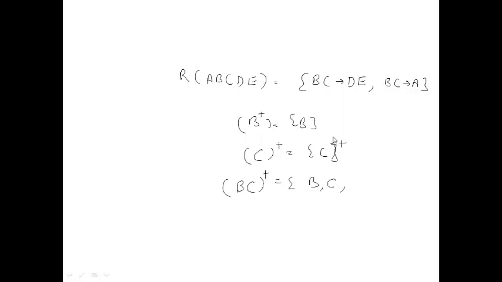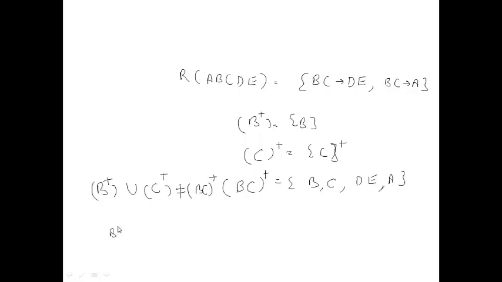But if we want to find the attribute closure of BC, it will be B, C. From B and C I can determine DE. From B and C I can determine A. So the attribute closure of BC will be B, C, D, E, A. So that means B closure union C closure is not equal to BC closure.